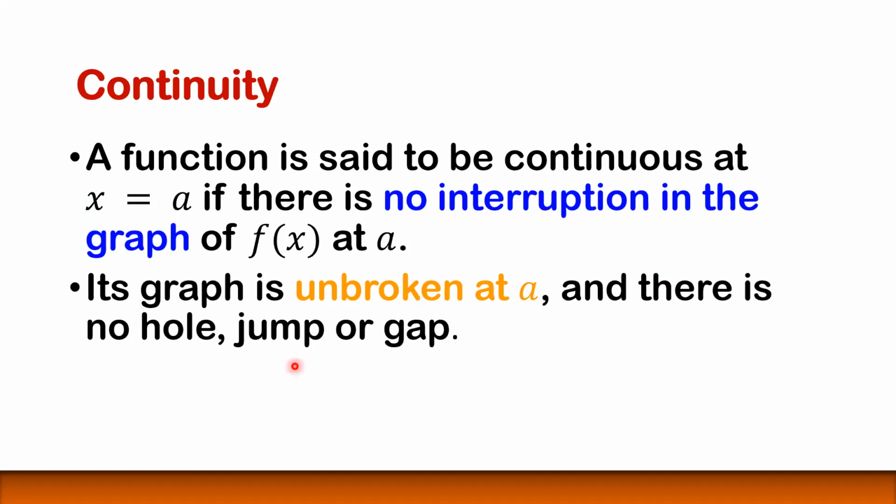Okay, so we have the word continuity, no? So we know what continuous means in the real sense of the word in Tagalog or in Filipino, tuloy-tuloy. A function is said to be continuous at x equals a if there is no interruption in the graph of f of x at a, meaning its graph is unbroken at a and there is no hole, jump, or gap.